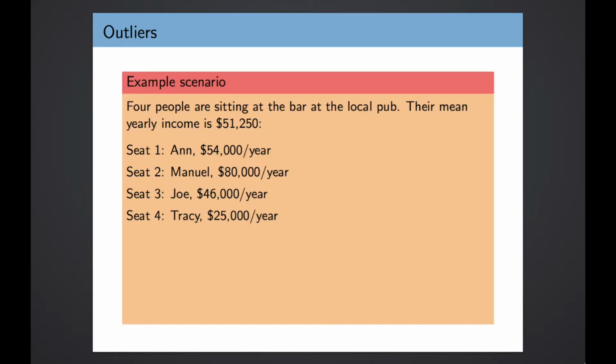So let's talk about a brief example to help illuminate some of the concepts that we've been talking about. In this example, we have 4 people sitting at a bar at your local pub. In seat 1, Anne. Anne makes $54,000 a year. In seat 2, Manuel, who makes $80,000 a year. In seat 3, Joe, who makes $46,000 a year. And in seat 4, Tracy, who makes $25,000 a year. So the mean, the average yearly income for these people is $51,250. Now let's consider what happens when a 5th person comes into the bar and has a seat.